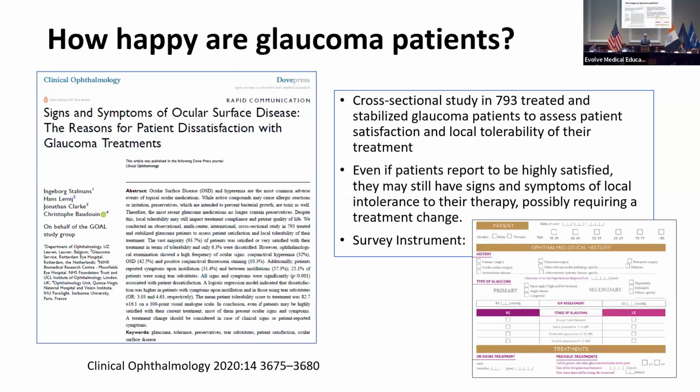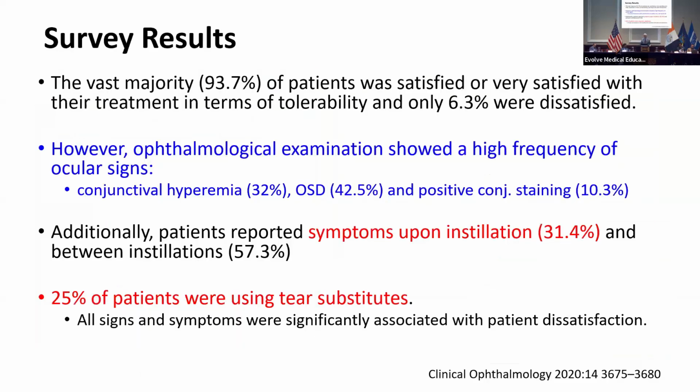And this study, maybe just a little bit interesting in terms of what they were going after was the satisfaction or dissatisfaction of patients and their glaucoma treatment. So this was a European-based cross-sectional study of about 800 patients. They used a survey instrument, essentially asking how happy are our glaucoma patients. Fortunately, they often are almost 94% very happy and satisfied with their treatment.